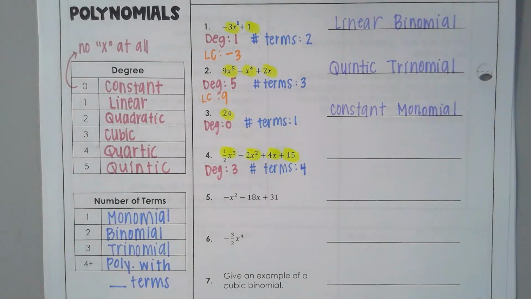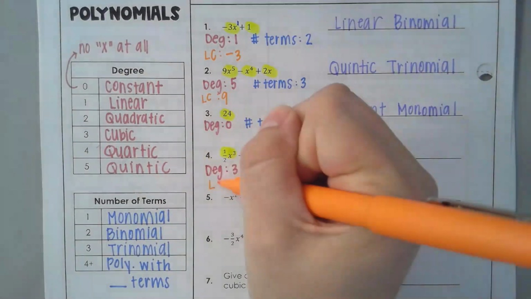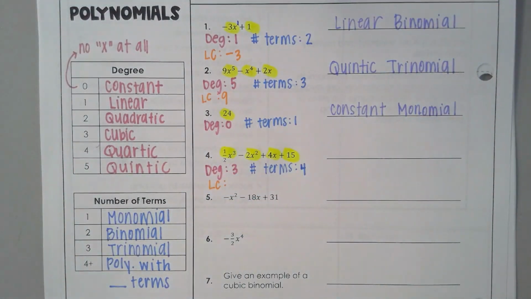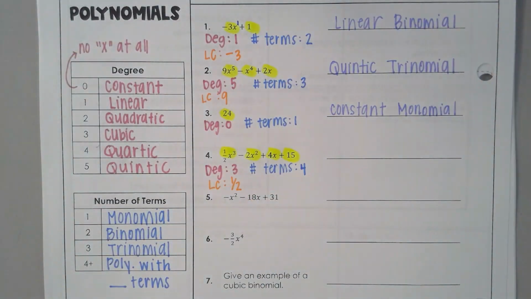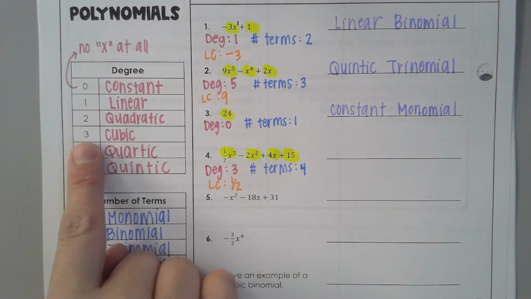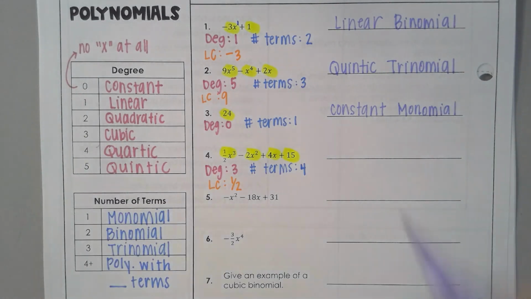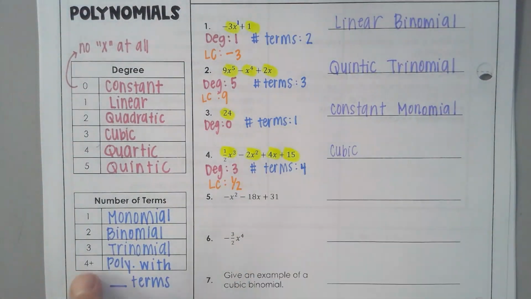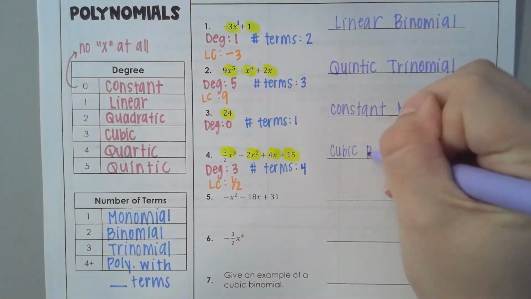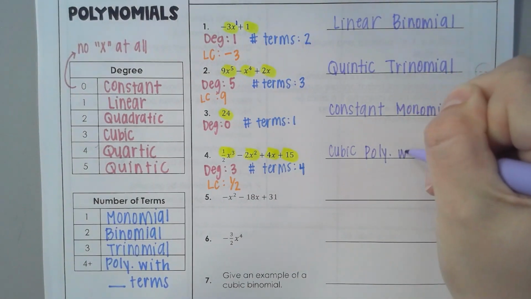And what is the leading coefficient? The number in the very front is 1/2. So a degree of 3 is cubic. And then 4 terms, I'm just going to say cubic polynomial with 4 terms.